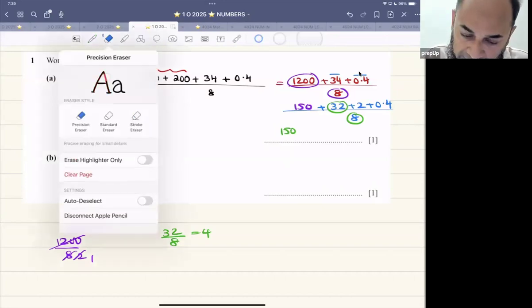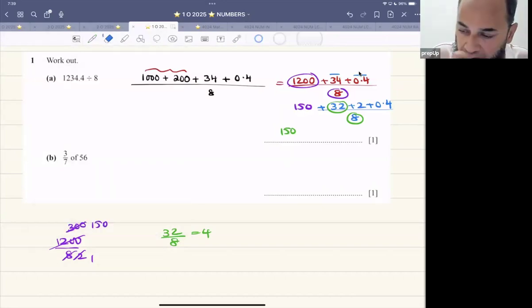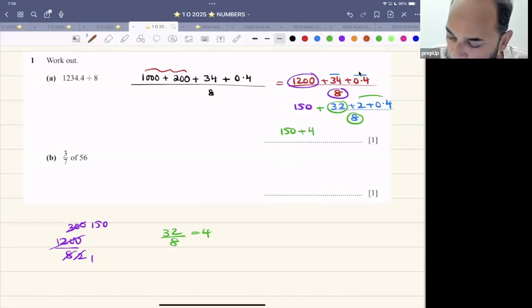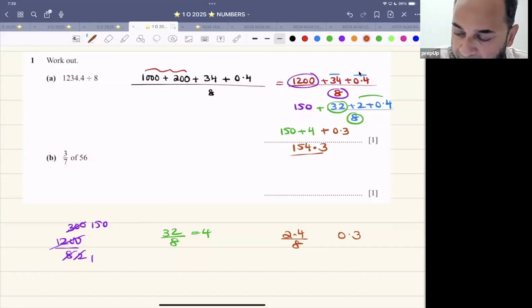Let me just check this thing. Okay, so now this is 150 plus 32 over 8, that is 4, and now we are left with 2.4. So 2.4 divided by 8 is 0.3, because 24 divided by 8 is 3. So 150 plus 4 plus 0.3, that is 154.3. That is the answer for this particular part.